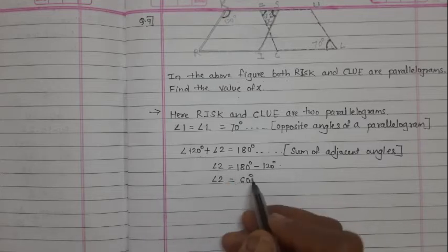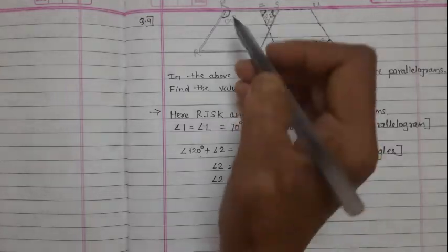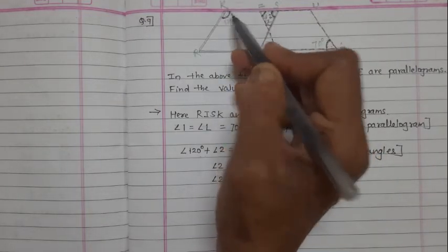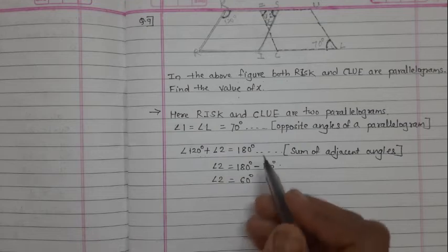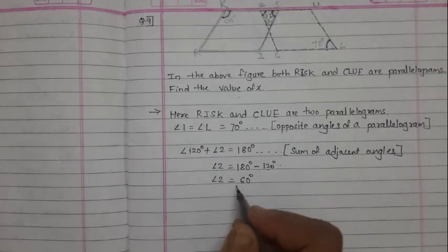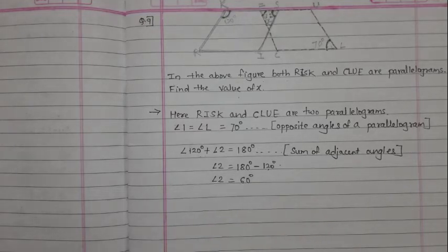See, the 120 degree we transfer to this side. This is the given angle K. Angle K is equal to 120 degree. So the 120 degree angle we transfer to this side, that is 60 degree. So angle 2 we got 60 degree.